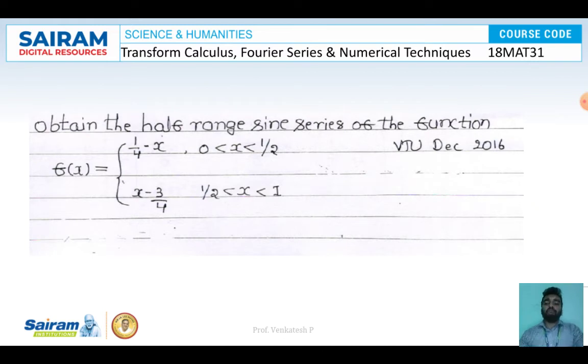Example number 4. Find the half-range sine series of the function f of x is equal to 1 by 4 minus x for the limit 0 less than x less than 1 by 2 and x minus 3 by 4 for 1 by 2 less than x less than 1.